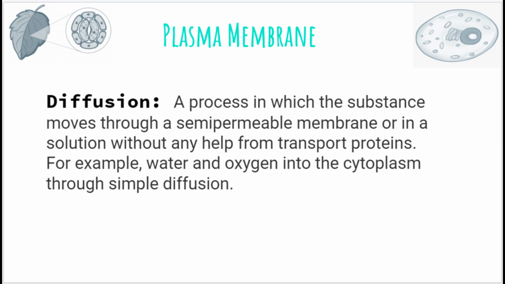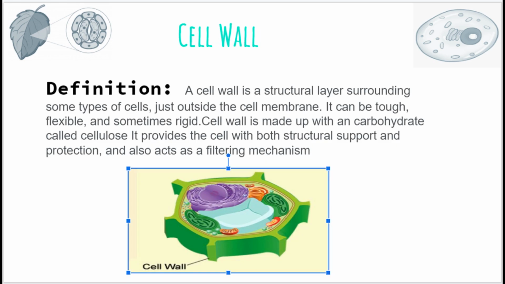Similarly, inside our body, whatever chemical substances are produced like enzymes, hormones, etc., these are actually synthesized inside the cell and they are carried outside the cell by the process of diffusion. Thus, the plasma membrane is very essential to transfer materials in and out of the cell. A plasma membrane is surrounded by a cell wall, which is my next topic.